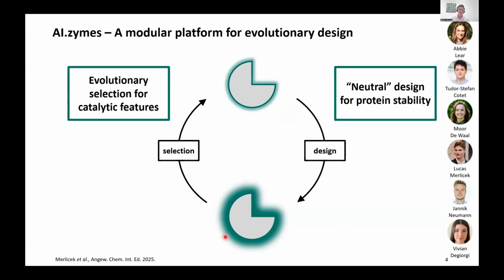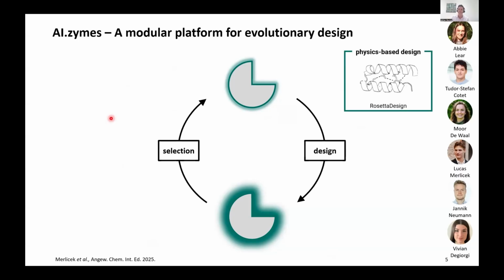And so one fundamental hypothesis that underlies AI.zymes is that we first do some sort of neutral, quote unquote, design step where we run these protein design algorithms to enhance the stability of our enzyme-substrate complex. And then later, from these stable structures, use evolution and selection to enrich these catalytic features that we think are important for catalysis.